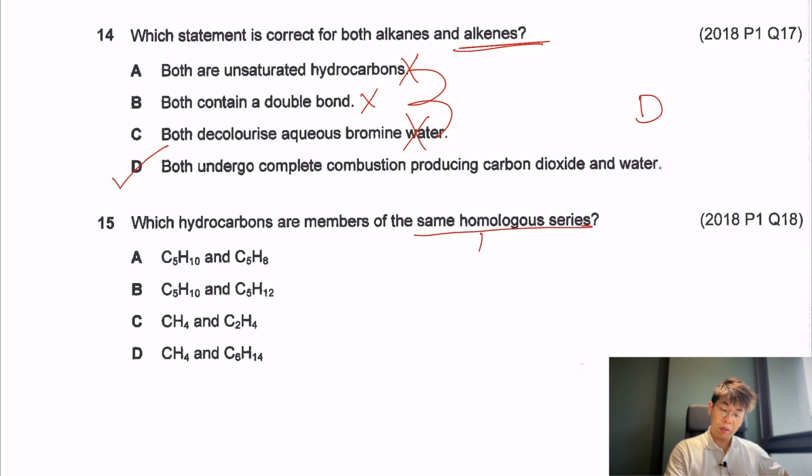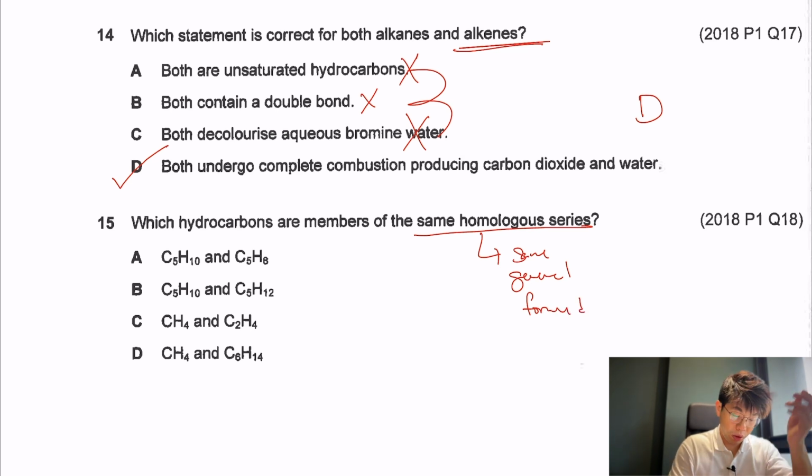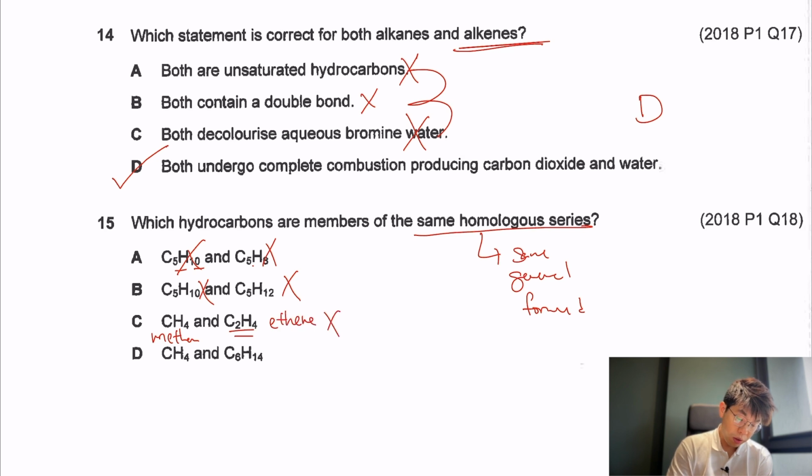Okay, so same homologous series means same general formula. So we need to see which one has the same proportion. So anything that's the same like that, this is confirmed wrong, confirmed wrong, confirmed wrong, confirmed wrong. So let's look at this one. CH4 is methane. C2H4 is ethene. So this is wrong. So C4H4, this is CnH2n plus 2. This one also CnH2n plus 2. So this is a D.